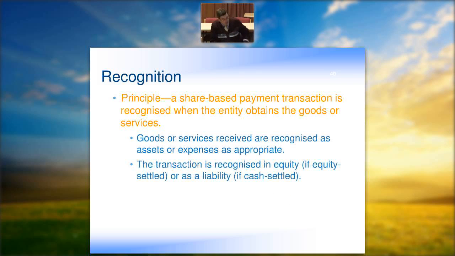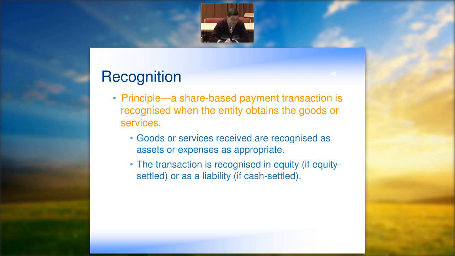The principle here is that a share-based payment transaction is recognized when the entity obtains the goods or services. And the goods or services are recognized as assets or expenses as appropriate, and the transaction is recognized in equity if equity settled or as a liability if cash settled. Basically, if they're issuing shares, you have to show the shares in the financial statements. If they're paying money based on the share price, you have to show the liability for the amount of money that is required to be paid.